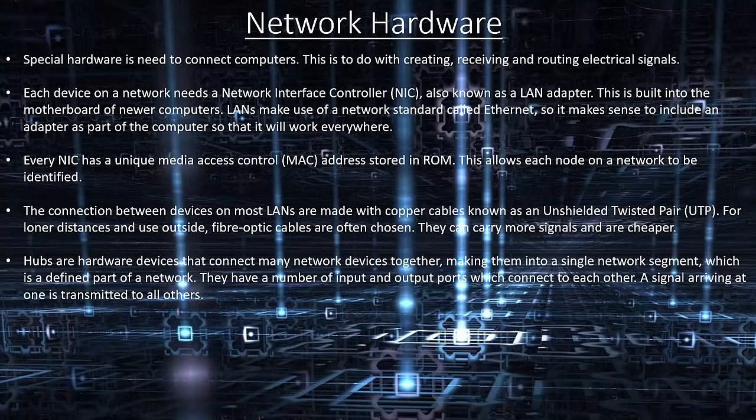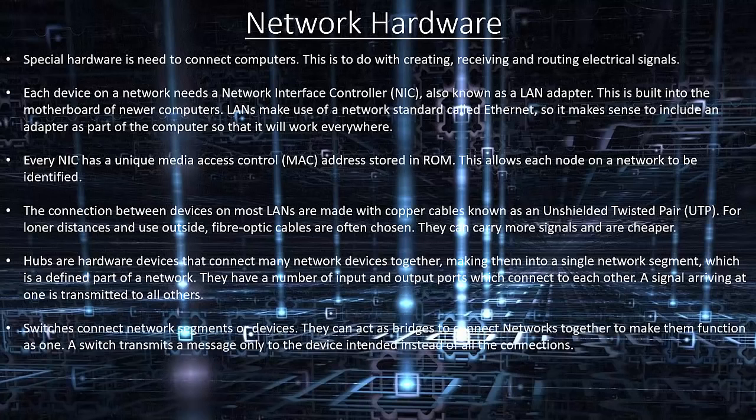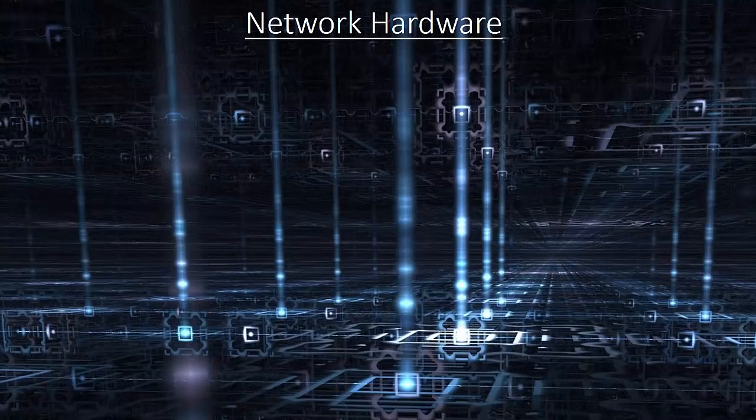Hubs are hardware devices that connect many network devices together, making them into a single network segment, which is a defined part of a network. They have a number of input and output ports which connect to each other. A signal arriving at one is transmitted to all others. Switches connect network segments or devices. They can act as bridges to connect networks together to make them function as one. A switch transmits a message only to the device intended instead of all the connections.